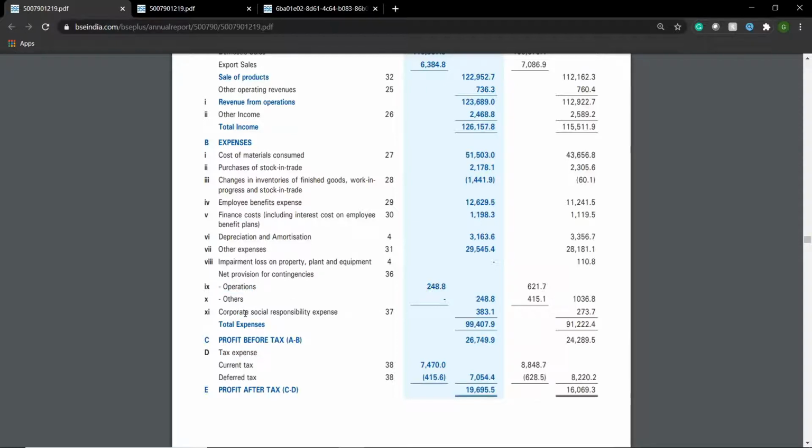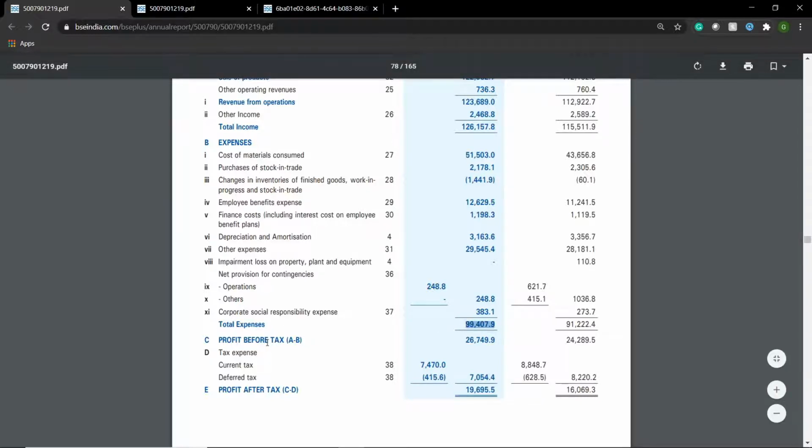Next comes the corporate social responsibility expense, which is also called the CSR expense. And this is actually forced on them by the government, as they have to spend some amount of their money for social services. And this is the amount. You can just leave this portion. Don't pay much attention to it. So the total expenses comes out to be this.